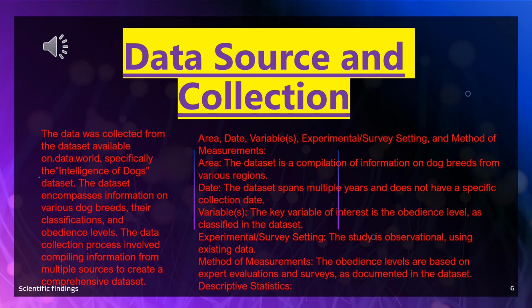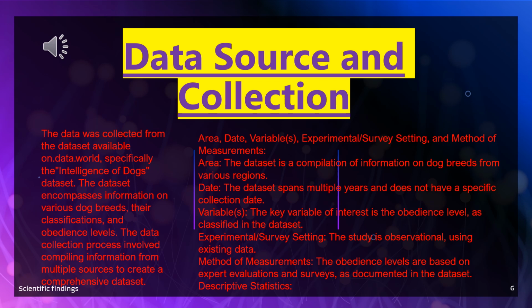Data source and collection. This data was collected from the data set available on a site called data.world, specifically the Intelligence of Dogs dataset. Now, this dataset encompasses information on various dog breeds, their classifications, and obedience levels. The data collection process involved compiling information from multiple sources to create a comprehensive dataset. Now, our date, variables, experimental survey setting, and method of measurements.